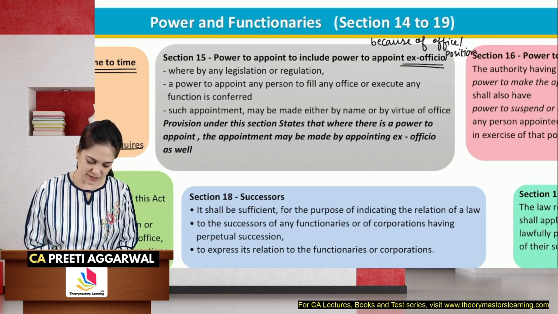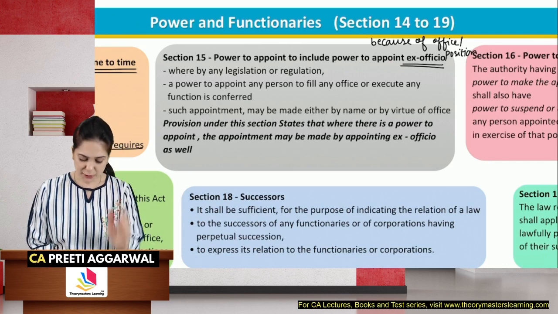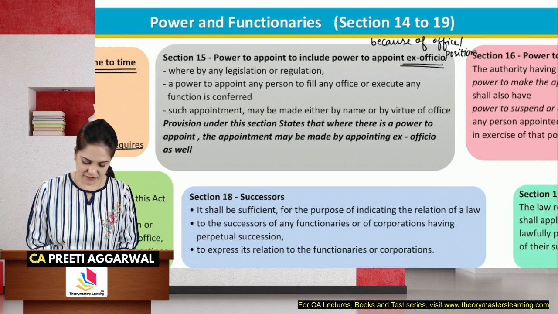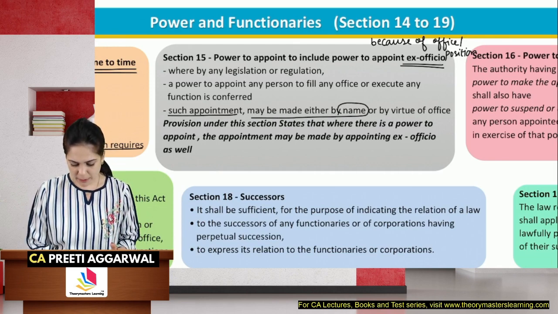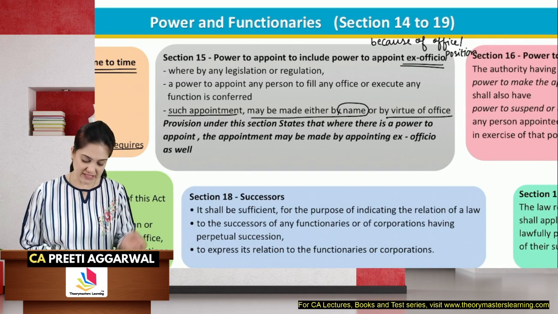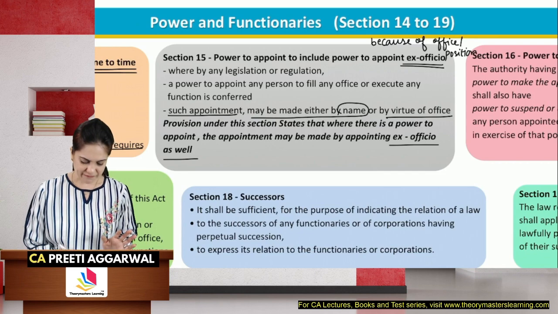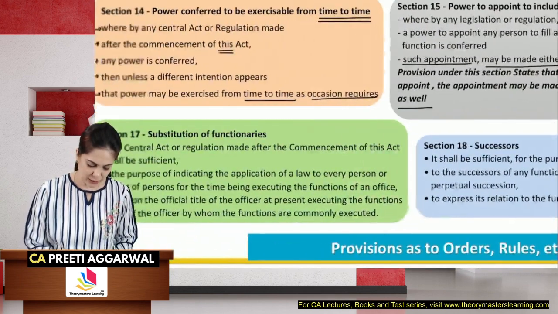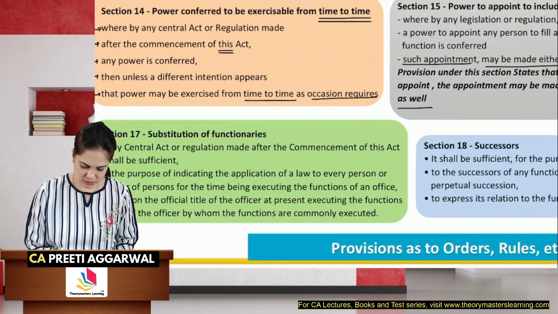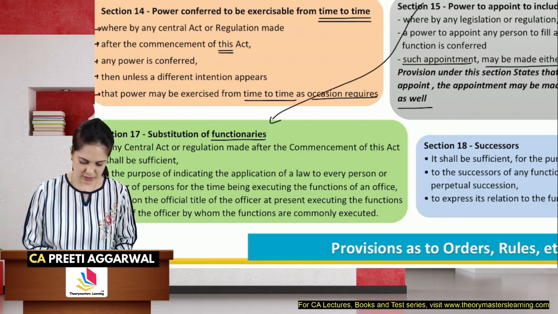Now whereby any legislation or regulation of power to appoint any person to fill any office or to execute any function is conferred, then such appointment shall be made either by name or by virtue of office, and this also may be made by appointing ex officio. Now this is very closely related to substitution of functionaries. Okay, it is very closely related to this particular section.